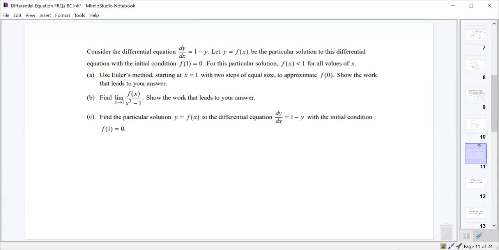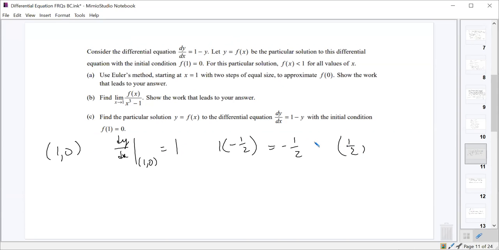So let's see here. Our value at x equals 1 was 0. So our first point is (1, 0). And the value of our slope there at (1, 0) is just equal to 1. We're going to have to multiply that by negative 1/2, because we're going towards 0. So that should be negative 1/2. So our new point should be, we'll go back a half on the 1, which should be 1/2, and then down from 0 by 1/2 to negative 1/2. Everybody good there with the first step?